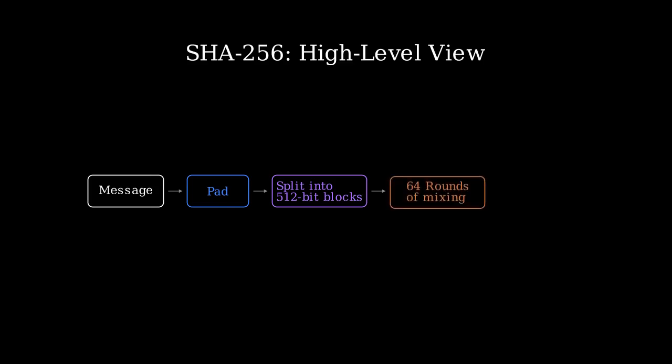So how does it work at a high level? SHA256 takes your message, pads it to a specific length, breaks it into 512-bit blocks, and then processes each block through 64 rounds of mixing. After all the rounds, the result is your 256-bit hash.